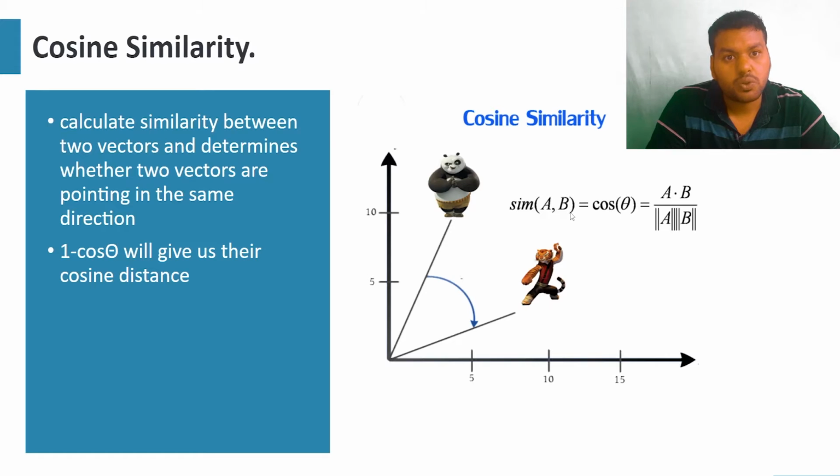But our interest is to know the distance. So how can you get the distance? You have to subtract it from 1. That is 1 minus cos theta. You will get your distance metric.